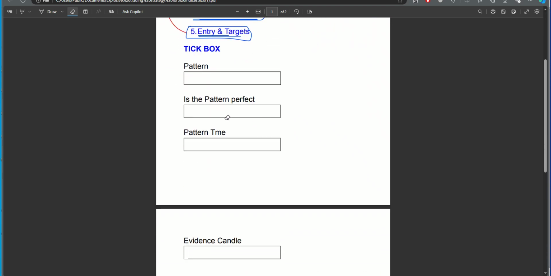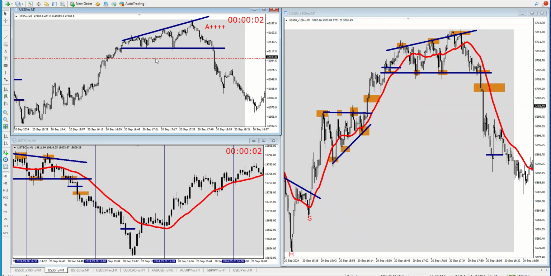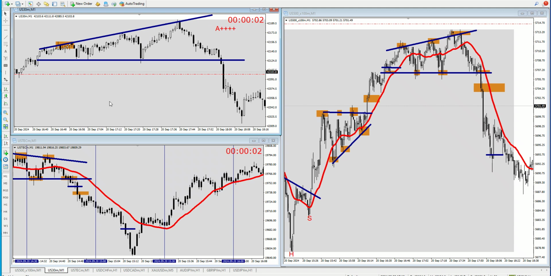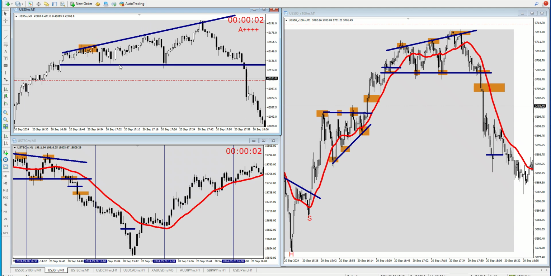Do you have a pattern? Yes, the pattern is an inverted triangle. Is the pattern perfect? Let's make a judgment. Do you have 3 touches? One up, they come down. So guys, it doesn't matter how the pattern is, as long as it's a pattern.